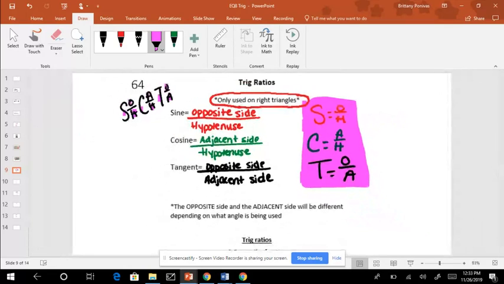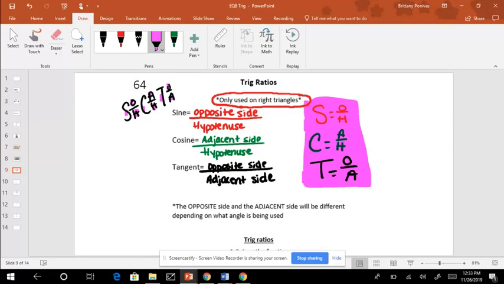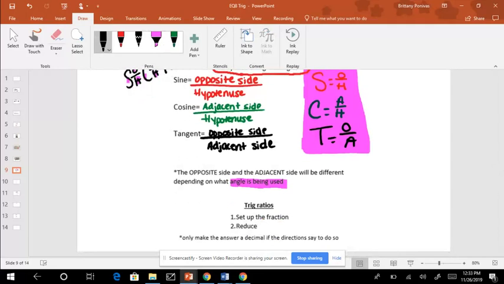A key thing here is the opposite side and the adjacent side will be different depending on which angle is being used. And you'll see how that works in a couple of example problems.